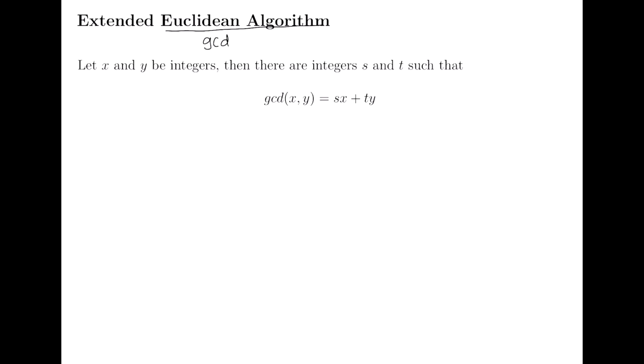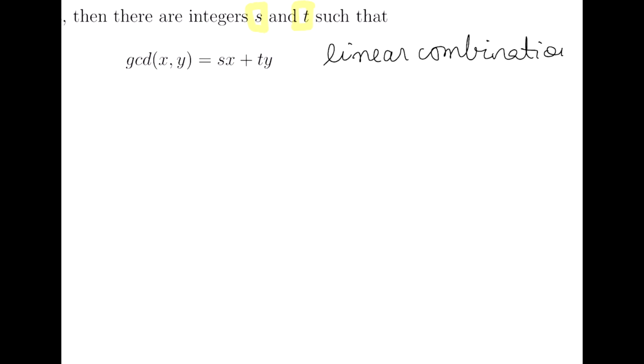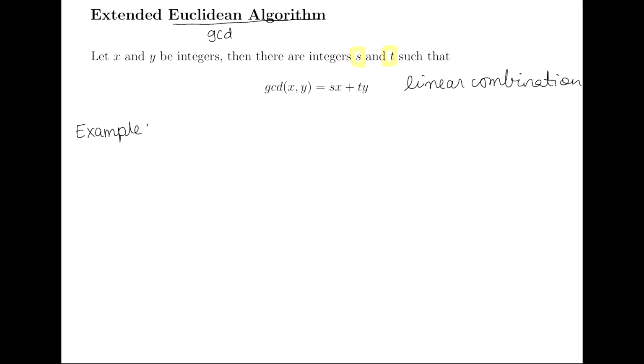The extended Euclidean algorithm is going to find me these numbers s and t, where the GCD of x and y is equal to s times x plus t times y. In other words, you get a linear combination of x and y. Let's look at some examples.